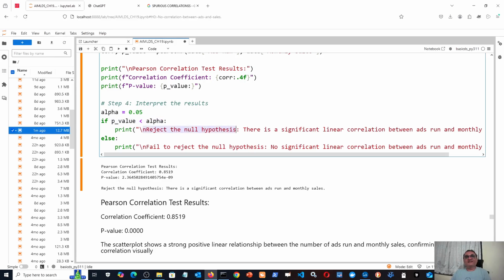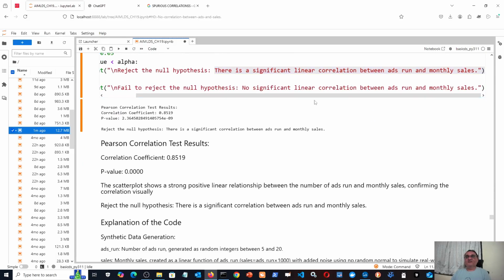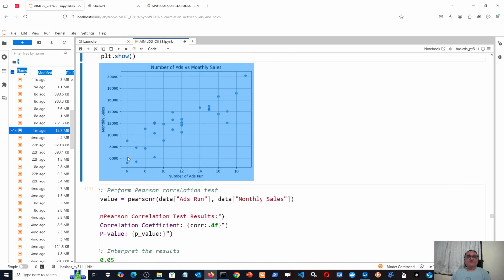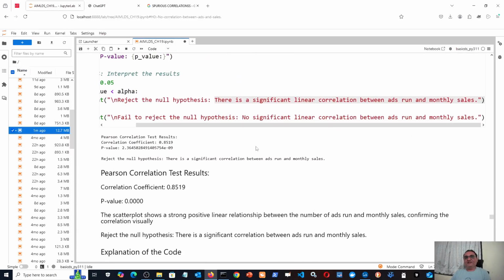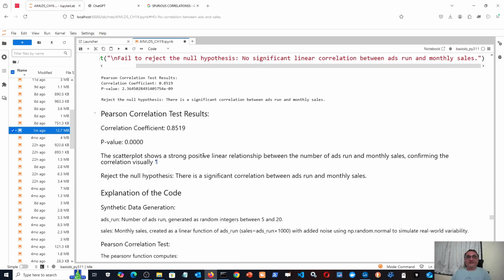Okay, fine. But here in this case I got that p is much less than alpha, and p much less than alpha means reject the null hypothesis. So there exists a significant linear correlation between ads run and monthly sales. So that means there is no need of trying non-linear algorithms like SVM and so on. So just a simple linear regression is enough. Okay, so that is point number 1.